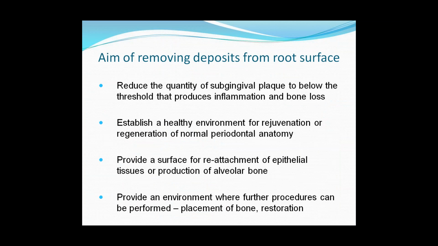But the main one is you need to reduce the amount of plaque that's subgingival in order to get less inflammation. So you want to reduce the plaque to a level where it's not stimulating the host's immune system and producing inflammation and bone loss. You're trying also to establish a healthy environment so we can actually get rejuvenation or regeneration of the periodontal tissues. So you want to get new cementum if you can. You want to get new periodontal ligament if you can. You want to get reattachment of the epithelial lining of the pocket back onto the healthy cementum of the tooth as well. So reattachment is the third one.